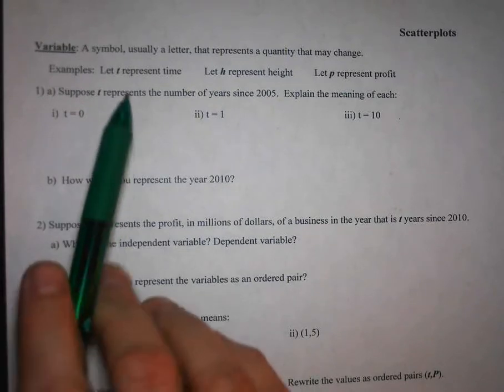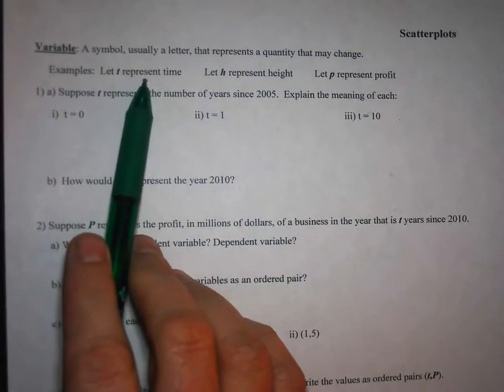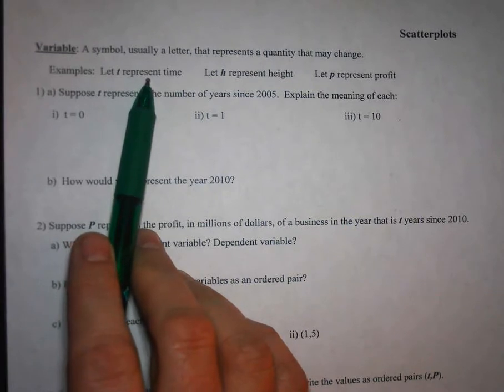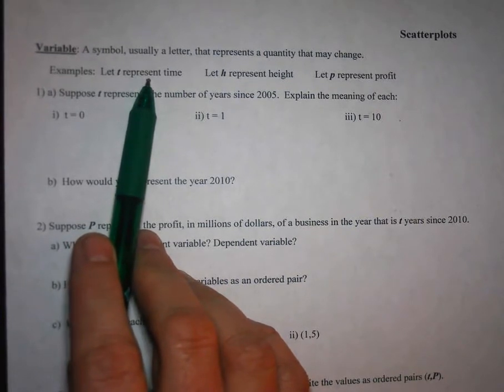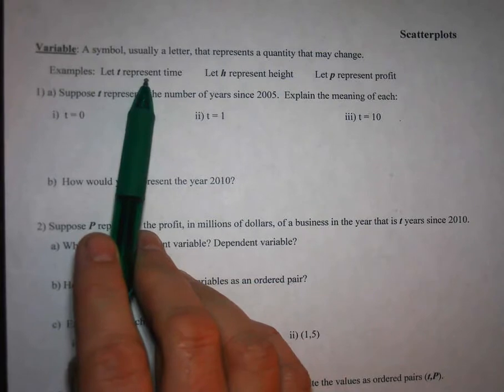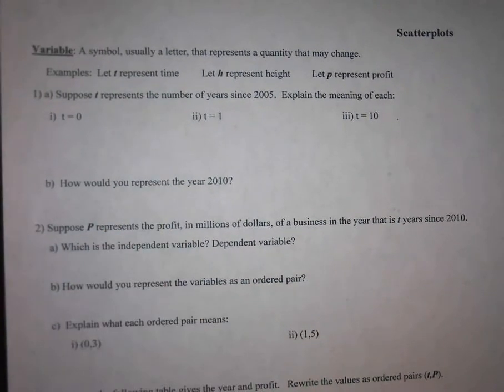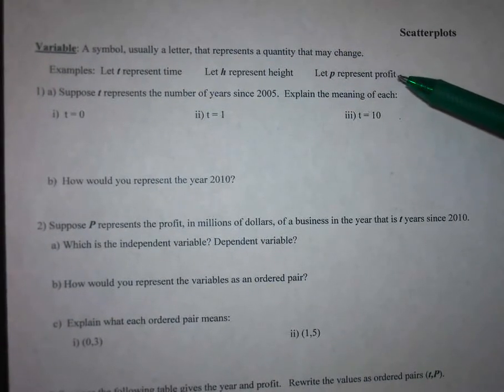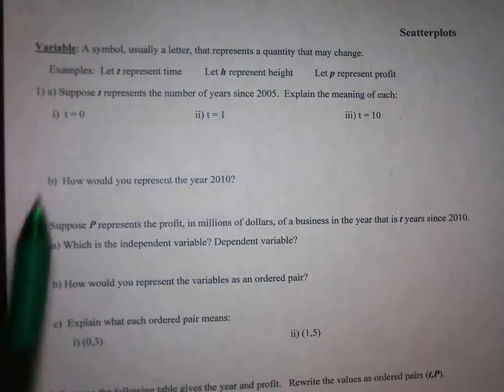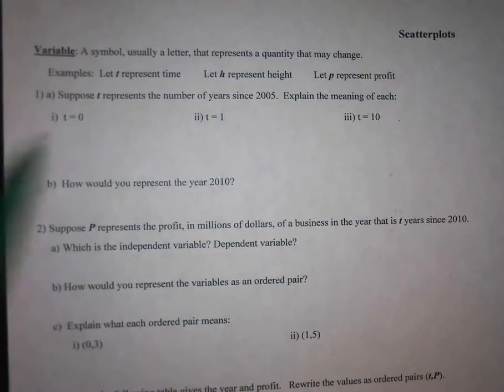So for example, t may represent the time. It may represent that t might be the number of years that go by, the number of years since 2010, and so on. H may represent the height of an object, and P may represent the profit of something. Okay, so suppose that t represents the number of years since 2005. So explain the meaning of each.